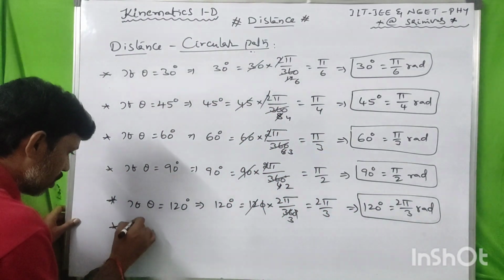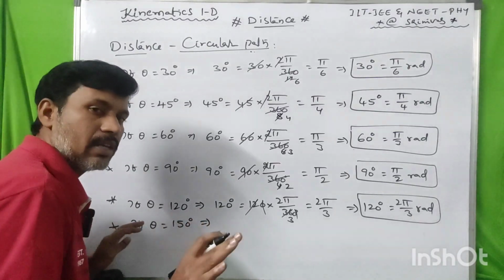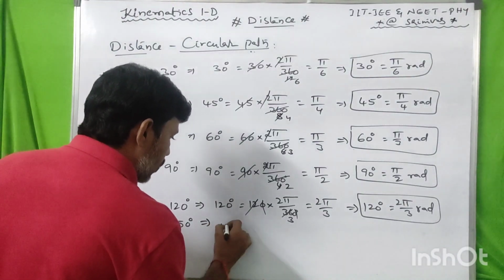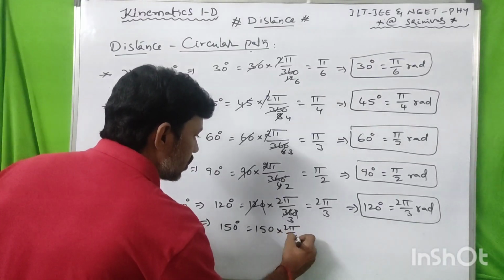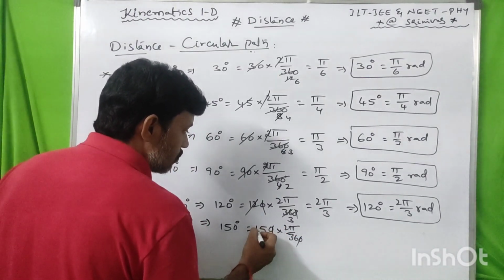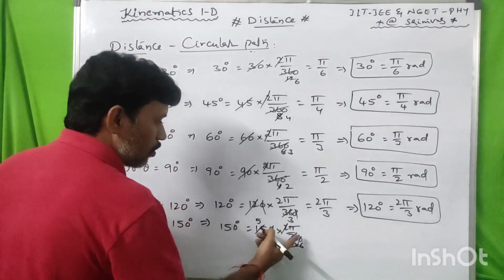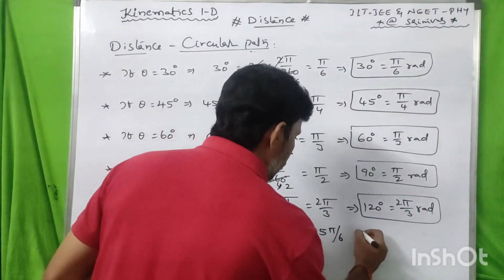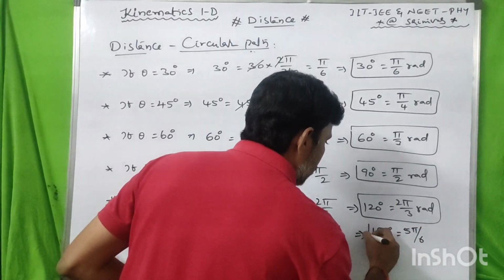Next nanna, one more thing. If theta is equal to 150 degrees, అన్ని నేనే చేస్తున్నాను కదా, మీరు ప్రాక్టీస్ చేసుకోండి ఇండివిజువల్గా. So 150 degrees is equal to 150 into 2 pi by 360. 0 0 cancel. 3 5 times 3, 12 times, 2 1 times 2, 6 times. So 5 pi by 6. Therefore 150 degrees is equal to 5 pi by 6 radians.